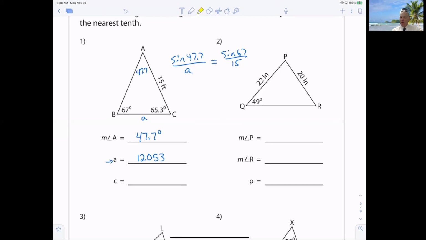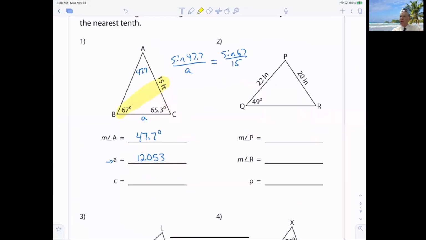Well, it doesn't matter. You're just using the two that are given, the angle and the opposite side. That's the key to everything. Go to the angle and the side that's given. Sine of 67, right? That's why I'm saying, please set it up, guys. Please set it up.